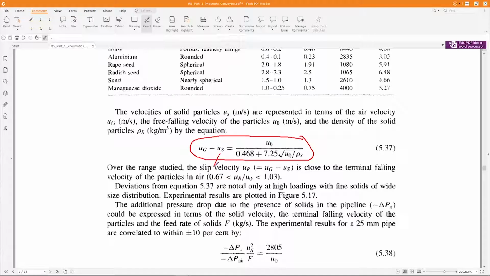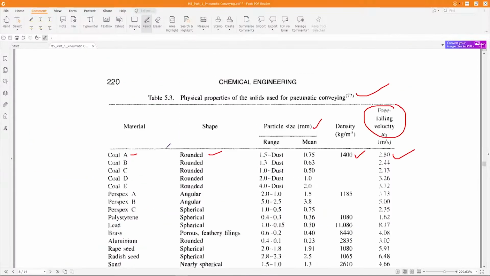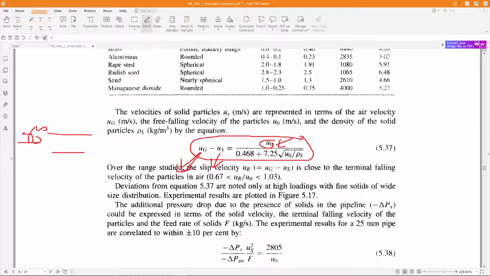US is the particle velocity, or solid velocity, and UZ is the gas velocity. So what is the velocity of gas? This is UZ, it will be given, and US is the solid velocity. You can predict it using this equation. And what is U naught? This is the terminal velocity. Suppose you take coal A, then you take the terminal velocity 2.80 meter per second and put it here, again here. And what is rho s? This is the density of the solid.